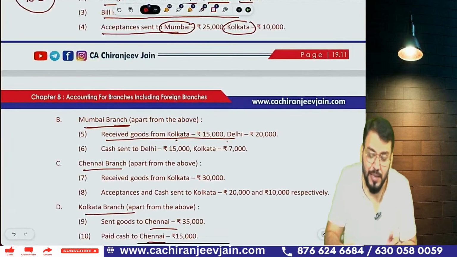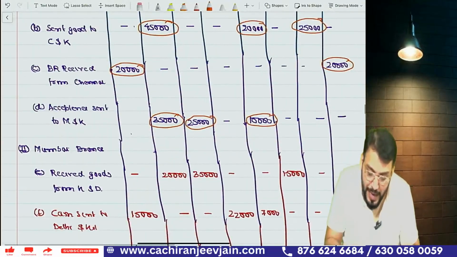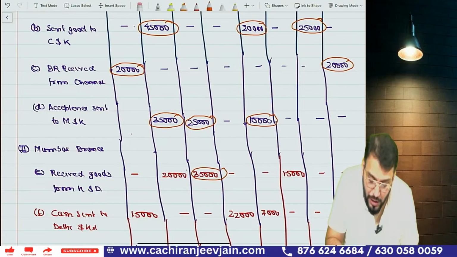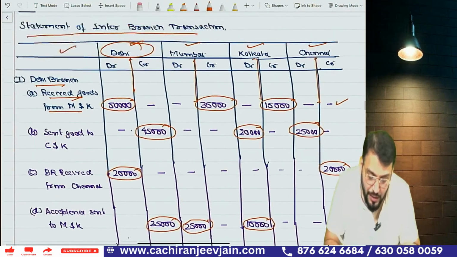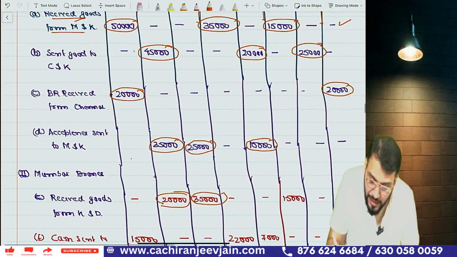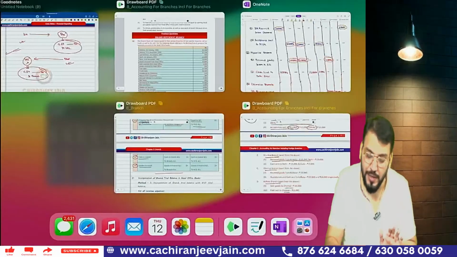Kolkata and Delhi will be credited. So what I have done, check that Mumbai has been debited and Delhi and Kolkata have been credited. Got this point?